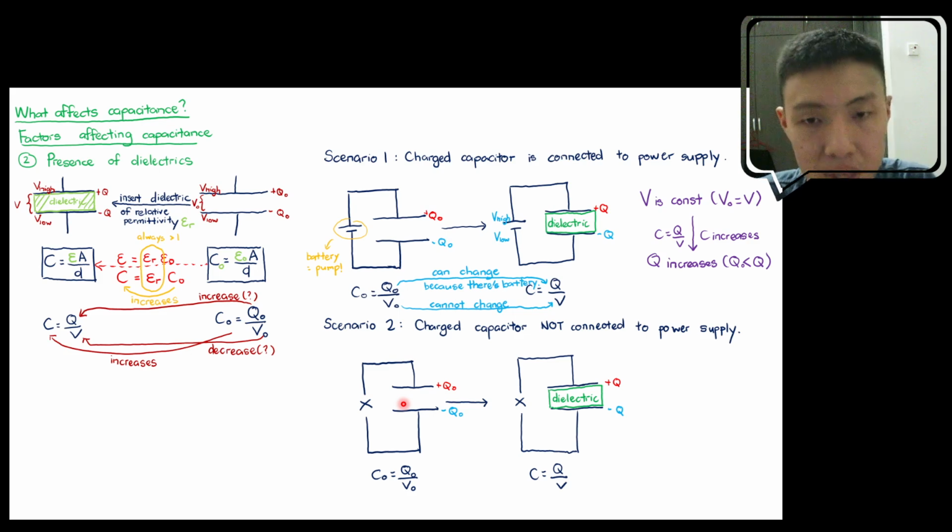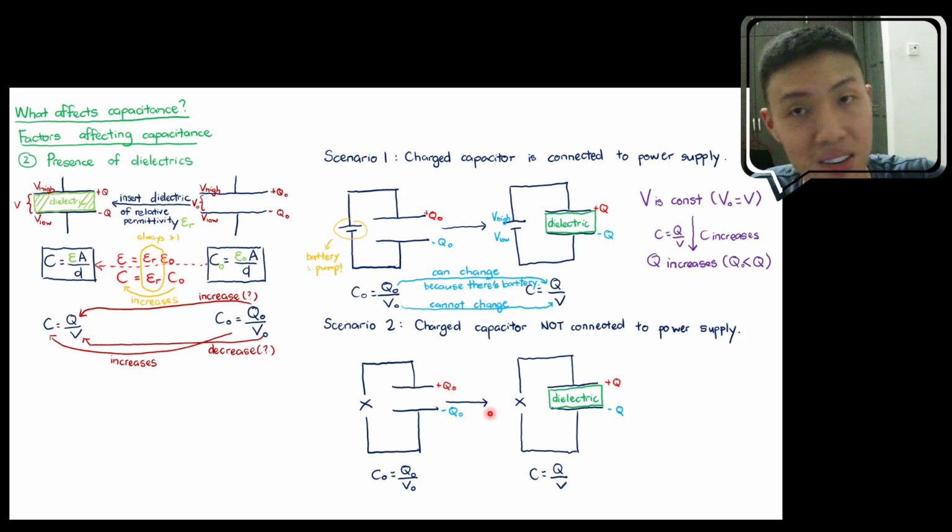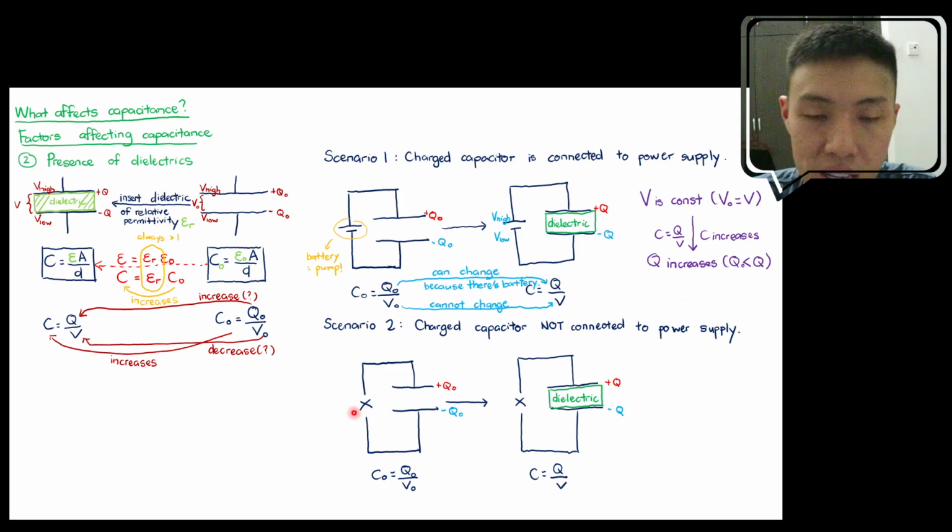Why can't it happen? It's because you're not connecting it to anything. There's an empty gap over here, so there's no complete path for the charge to flow. If you use a wire to connect this gap, then it's a different story. Now it's discharging, and you lose all its charges. But right now I'm not connecting it to the power supply, I'm not connecting it to anything.